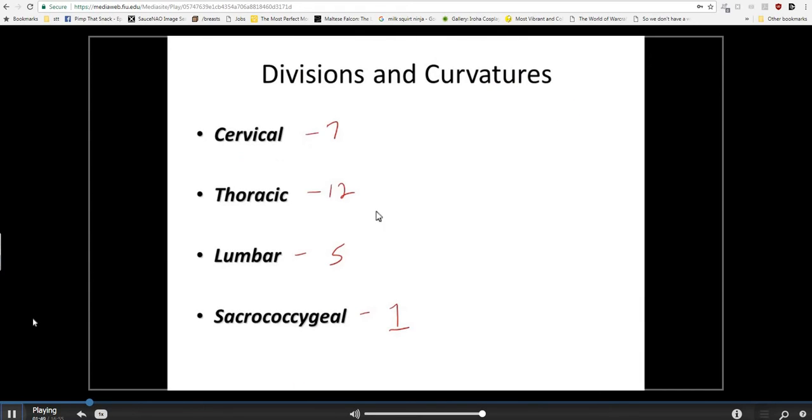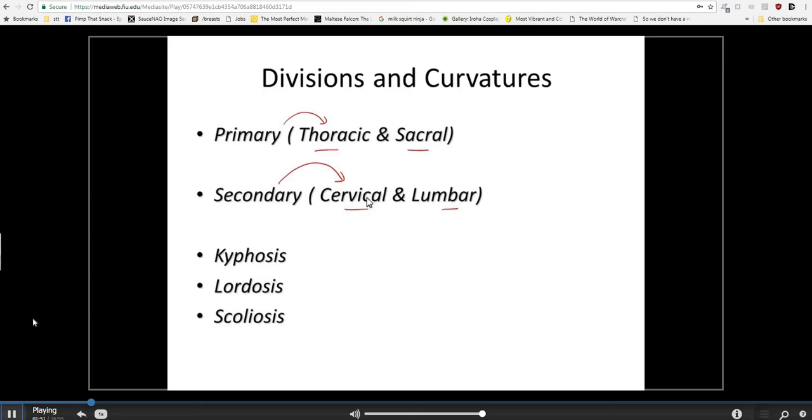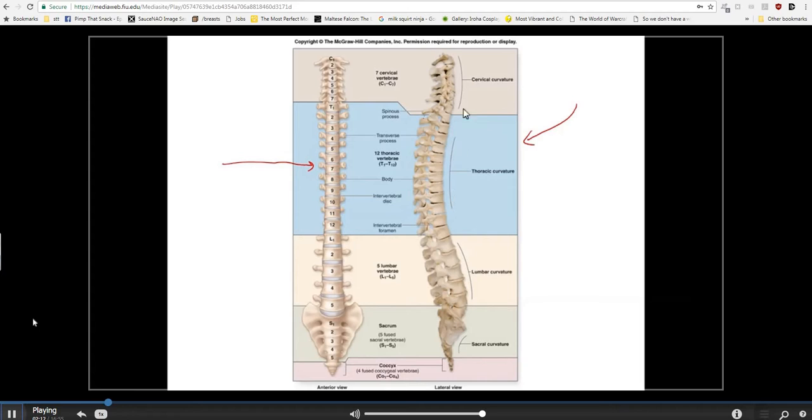Secondary curvatures coincide with the fact that your first milestone as an infant was to raise your head and look forward. Therefore, you develop a secondary curvature. And then in your lumbar region, when you became bipedal and started to walk, you develop a curvature. So here's the cervical curvature and the lumbar curvature. These are secondaries, and the thoracic and the sacral curvatures are primaries.